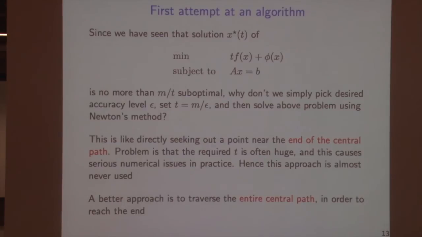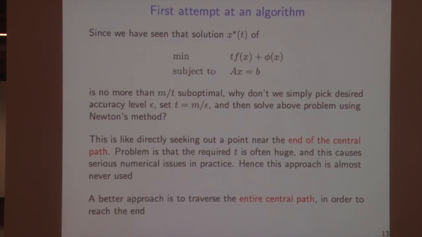And I'll just solve that problem with Newton's method. Just go and solve this problem with Newton's method, and I'll declare victory because whatever I get is going to be within epsilon of the solution by all of our constructions so far. In terms of the criterion value, f of x star of t minus f of x star is going to be less than or equal to epsilon. So that's not a bad idea.